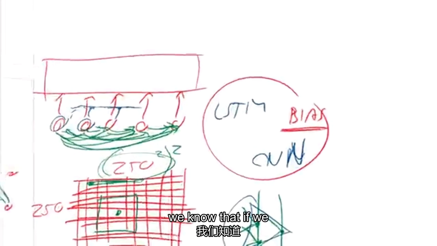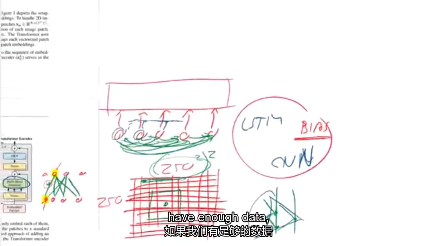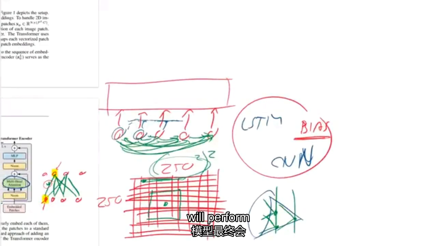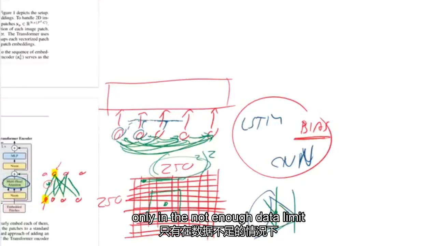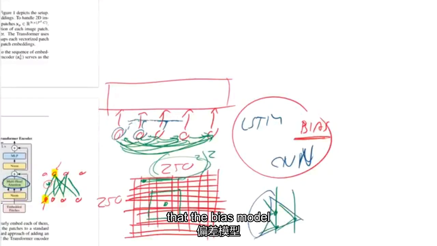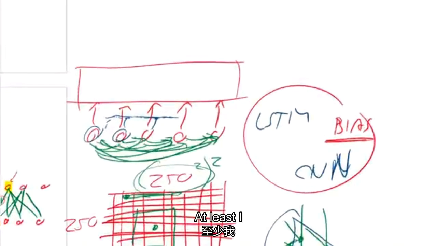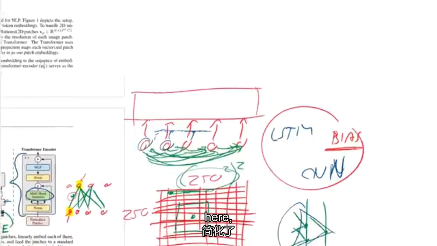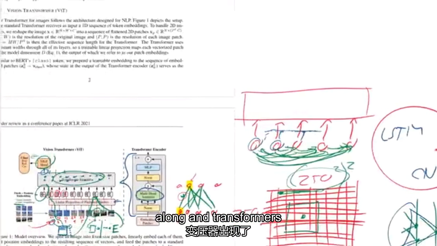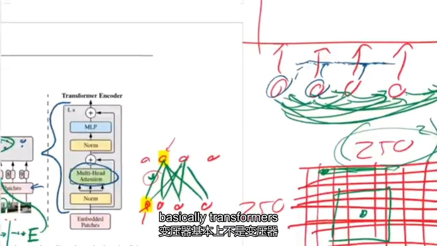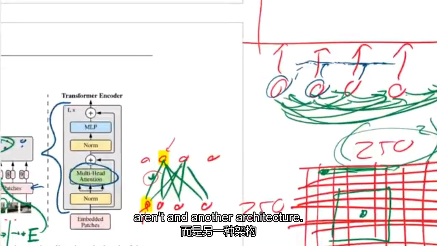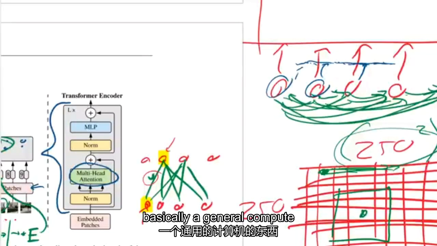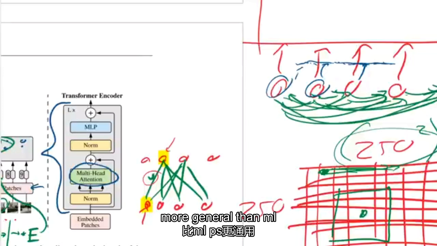Therefore, we know that if we have enough data, a biased model will perform worse in the end than an unbiased model. It's only in the not enough data limit that the biased model can perform better. At least, I'm simplifying here, but now transformers come along, and transformers aren't another architecture. Transformers are basically a general compute thing. They're even more general than MLPs.